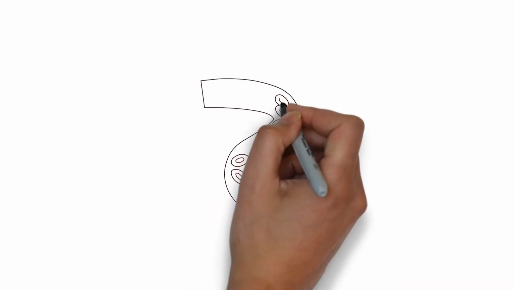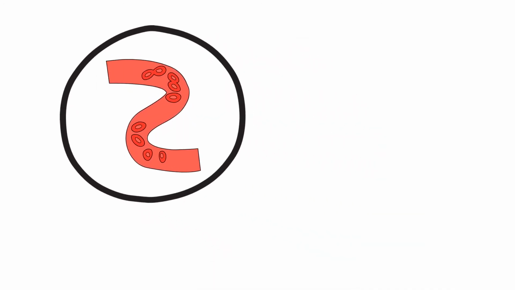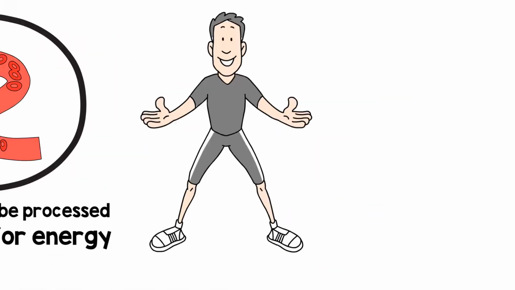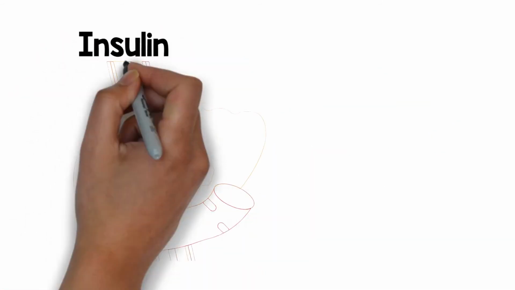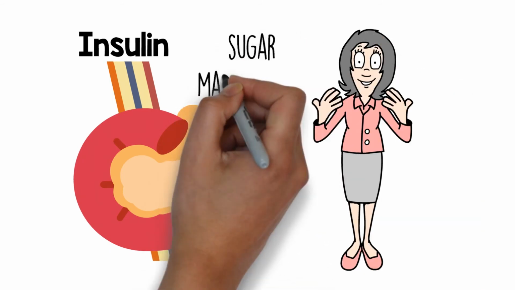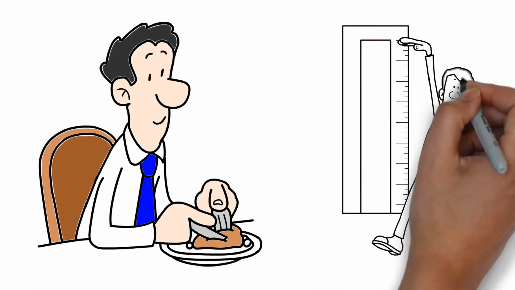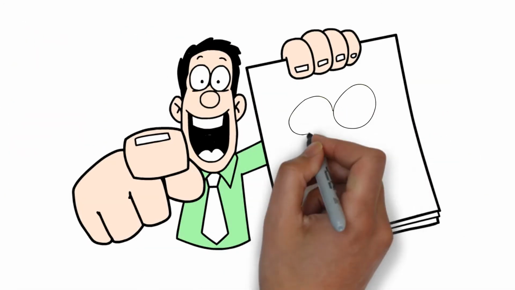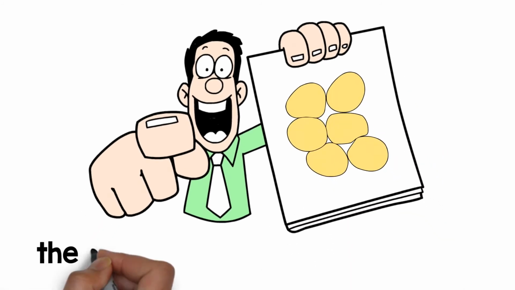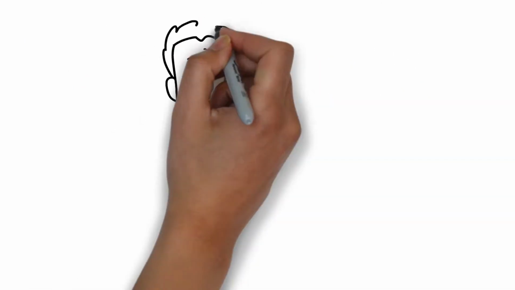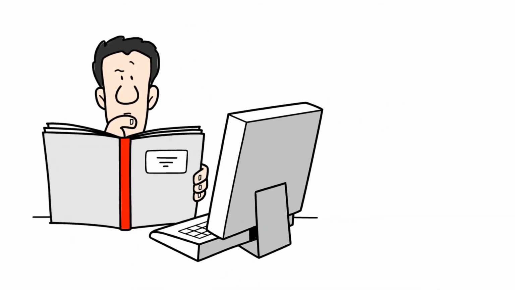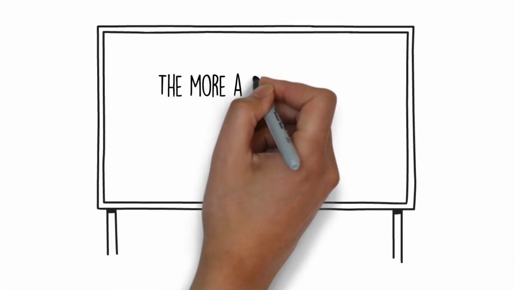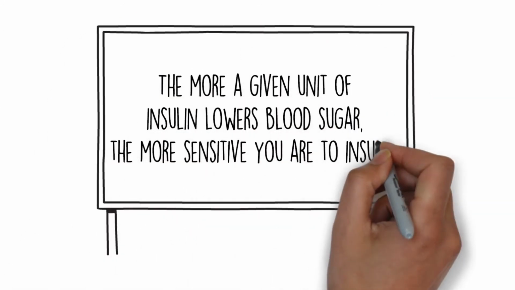When sugar moves from the digestive tract to the bloodstream, your body kicks into action to transfer it into your tissues, where it can be processed and used for energy. Insulin, a hormone synthesized in the pancreas, is one of the body's main tools for sugar management. When you eat and your blood sugar rises, insulin is secreted into the blood. It prompts your muscle and fat cells to let glucose in and jumpstart the conversion of sugar to energy. The degree to which a unit of insulin lowers the blood sugar helps us understand something called insulin sensitivity. The more a given unit of insulin lowers blood sugar, the more sensitive you are to insulin.